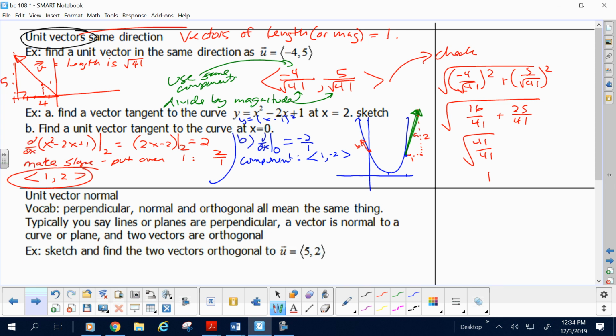Question, do I have to put the negative on the 2? Could I put the negative on the 1? If I put the negative on the 1, wouldn't it be a vector like this? And is that also tangent to the curve? Yeah, there are 2 answers. Either one is fine. Okay? All right. Now, I think you'll agree that that vector is too long. How long is that vector? Root 5, yeah?